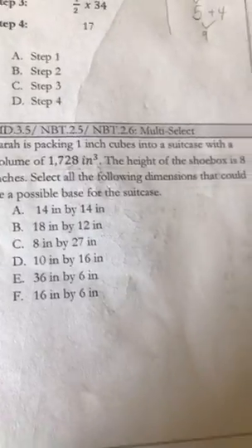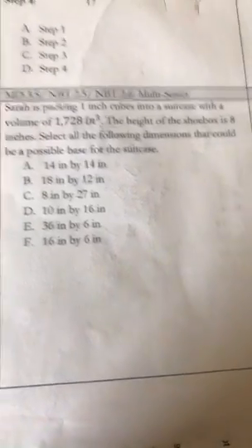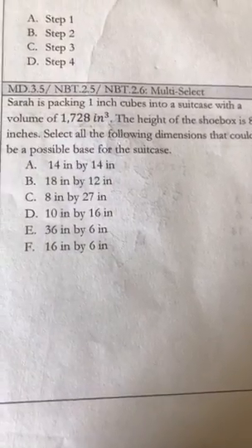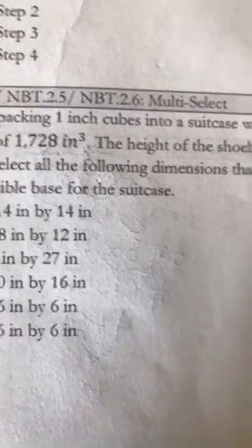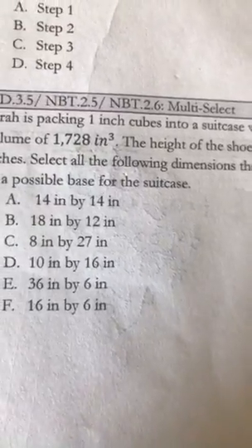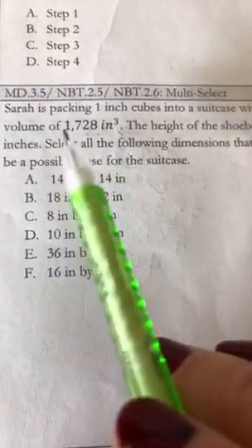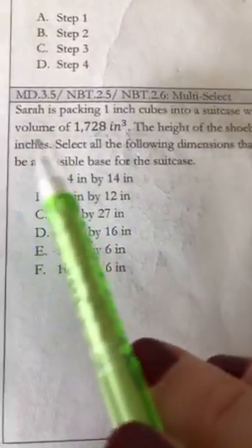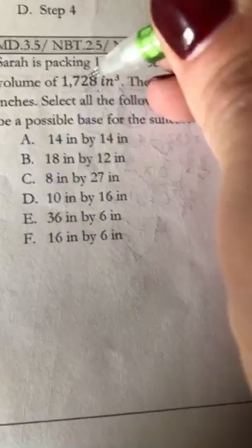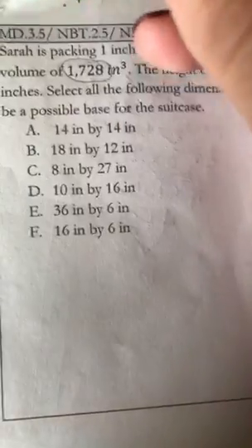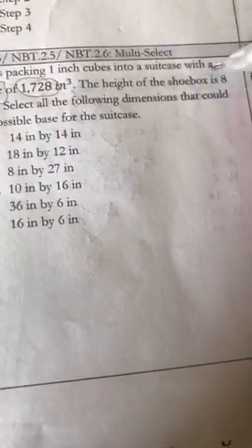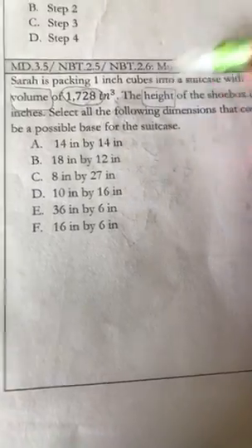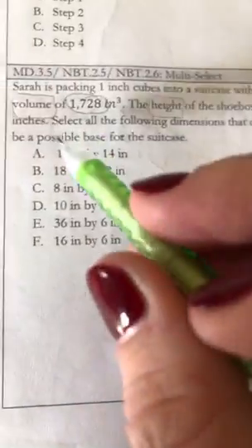Okay, let's move on. Third question. We're halfway there, guys. Hang tight. All right, so Sarah is packing 1-inch cubes into a suitcase with a volume of 1,728. The height of the shoebox is 8 inches. Select all the following dimensions that could have a possible base.